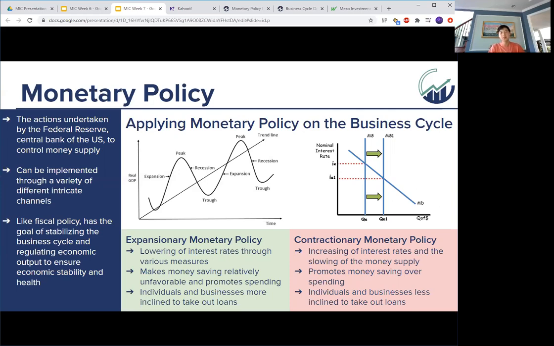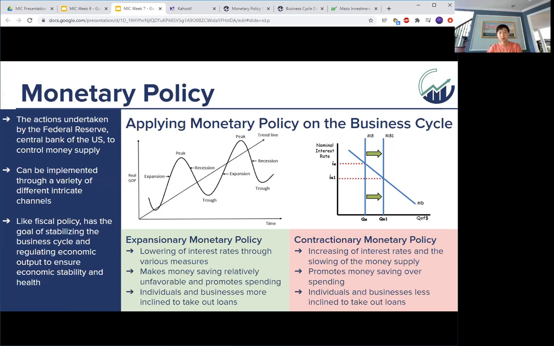An example of this expansionary approach is the low to zero interest rates maintained by many leading economies across the globe since the 2008 financial crisis. Currently, in the midst of the COVID-19 pandemic, the Federal Reserve has actually kept interest rates close to zero in hopes of stimulating economic growth.